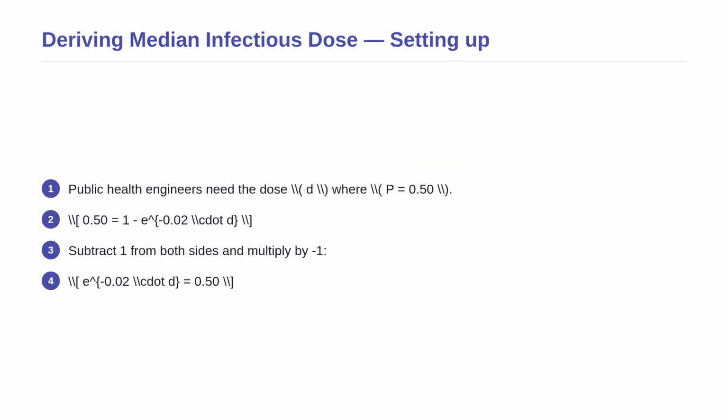This formula we just used leads us to an important question for engineers. What is the median infectious dose? This is the exact number of cysts required to infect exactly 50% of the exposed population. To find this, we set our probability P to 0.50 and keep our infectivity parameter at 0.02. Our goal is to solve for the unknown dose, d. First, we isolate the exponential term by subtracting 1 from both sides and multiplying by negative 1. This leaves the exponential term cleanly on the left side.